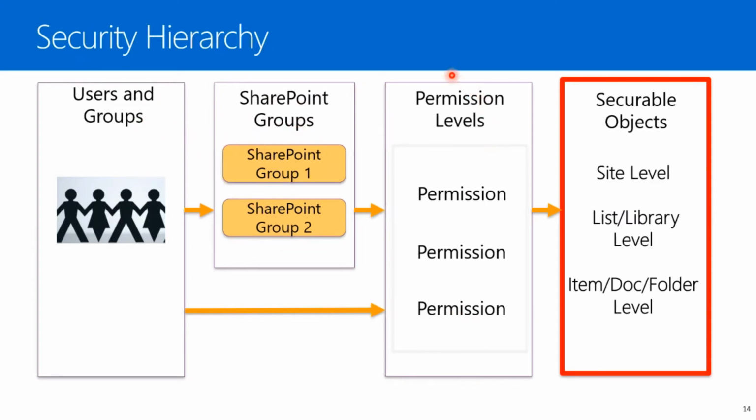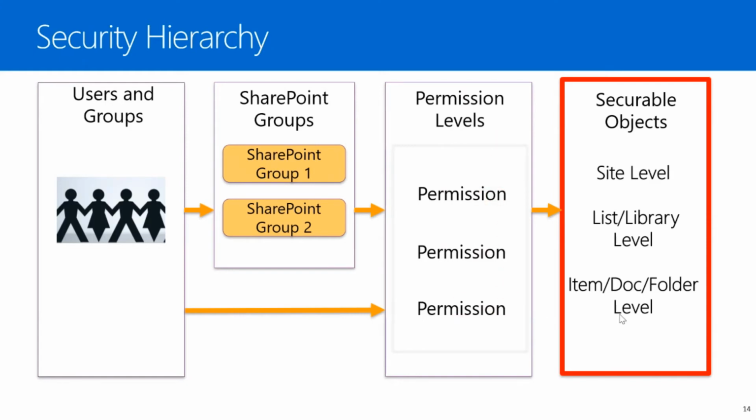Permission levels are assigned to these users, Active Directory groups or SharePoint groups. A permission level is assigned to them so that they can access anything within SharePoint. We'll discuss permission levels in a bit, but you can think of them as a group of various permissions within SharePoint. What are permissions?